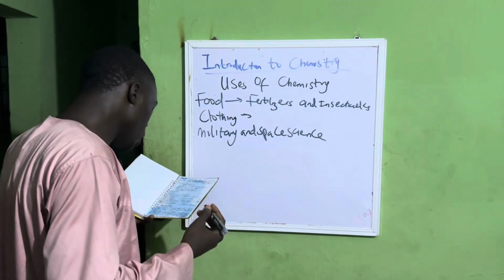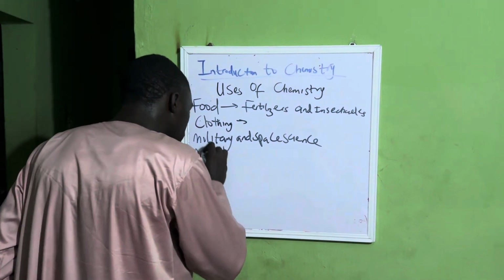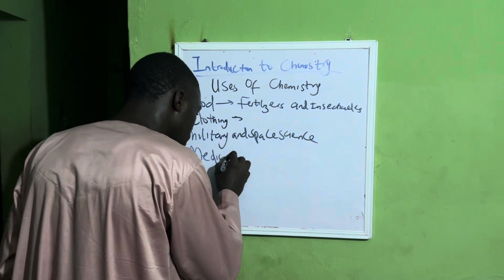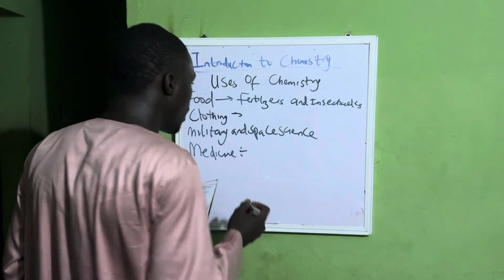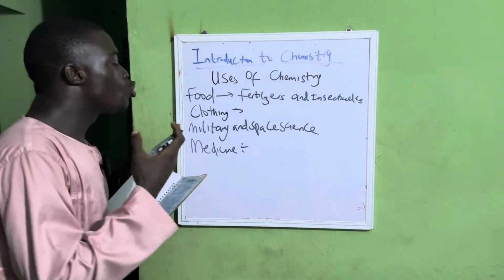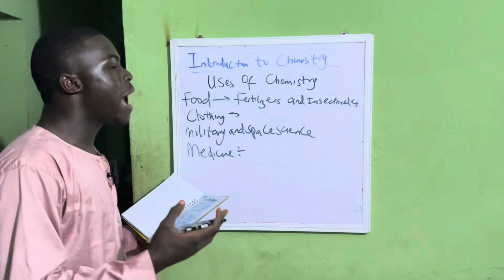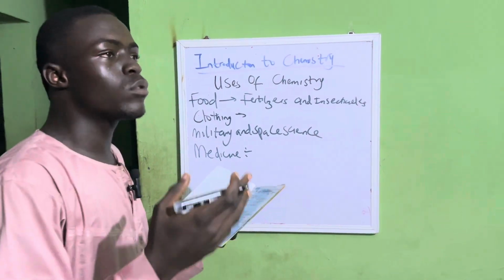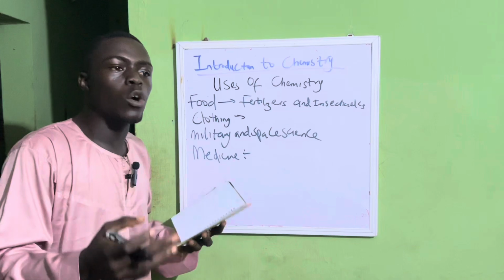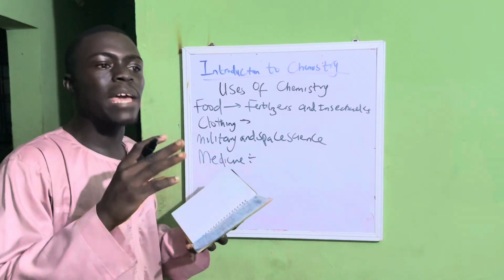Another use of chemistry is in medicine. Drugs and pharmaceuticals are products of the pharmaceutical industries that have based their life on chemistry.